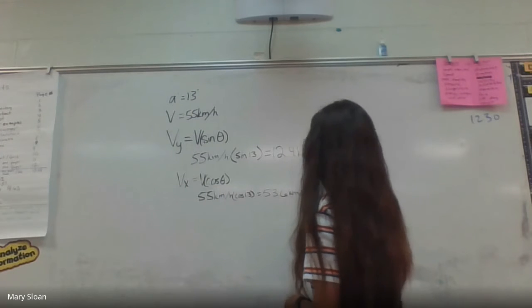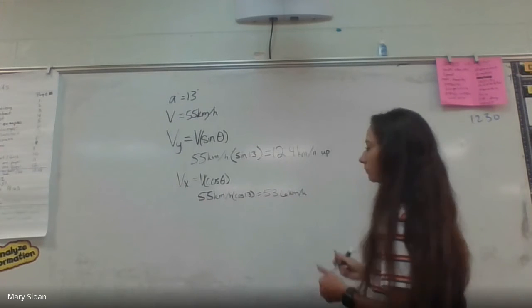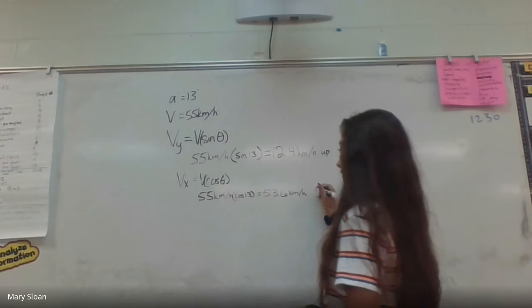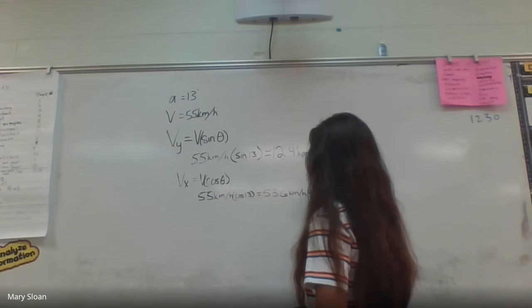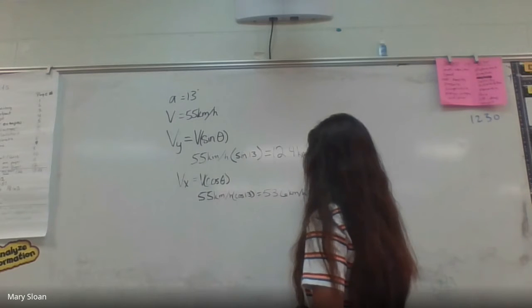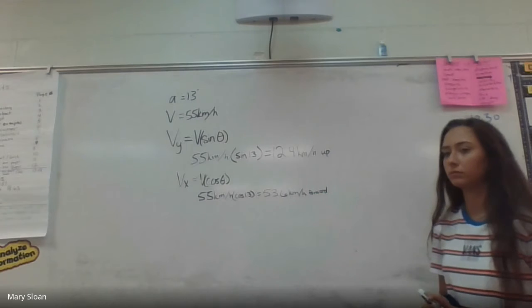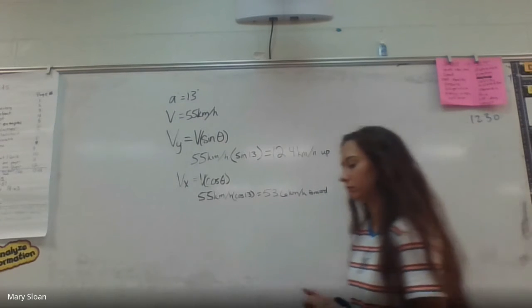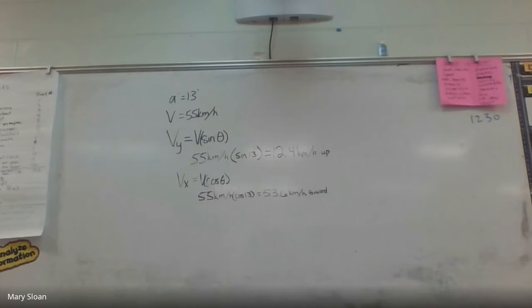Now, the y can either be up or down, correct? And then the x-axis is going to go forward, so put forward. Since these are vectors, we want to make sure we include what direction they're going in. Anybody having questions on this problem? Is everybody good?